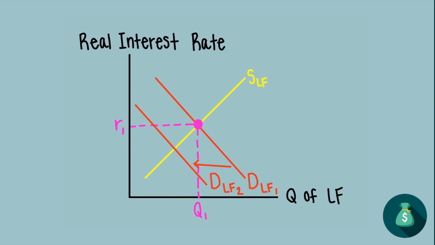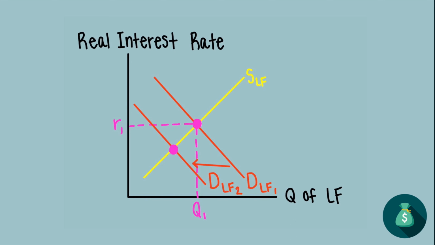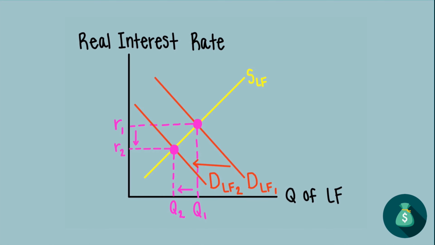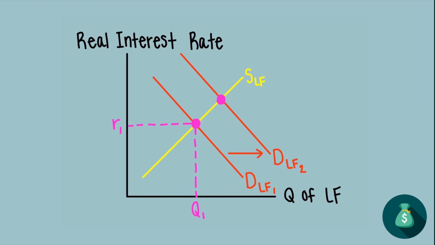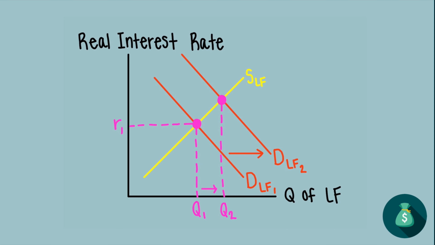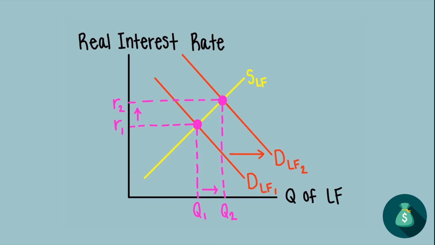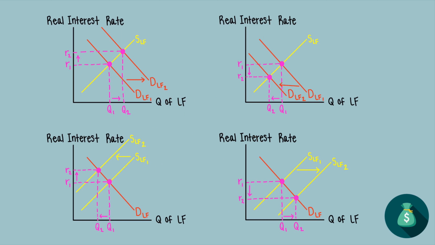So the demand curve shifts to the left when there's a decrease in demand. Right here is where the new equilibrium point is, and at this point, there's a decrease in the quantity of loanable funds and a decrease in the real interest rate as well. Lastly, let's look at a rightward shift of the demand curve. At this new equilibrium point, there is an increase in the quantity of loanable funds demanded and an increase in the real interest rate.